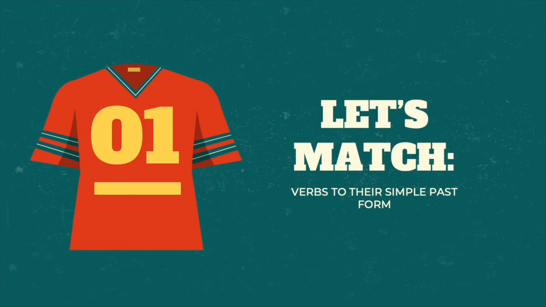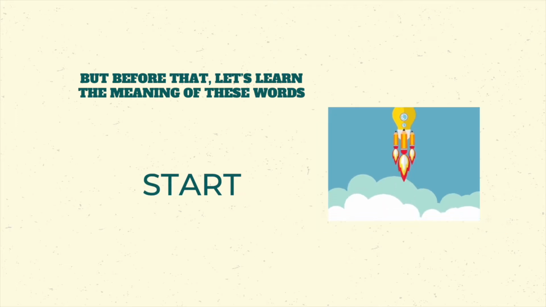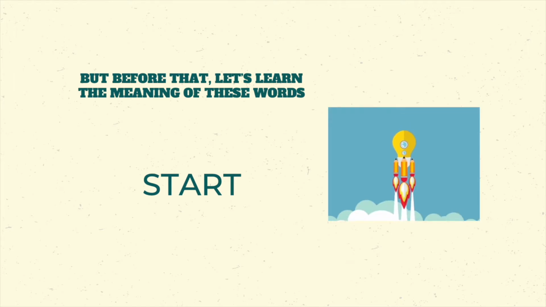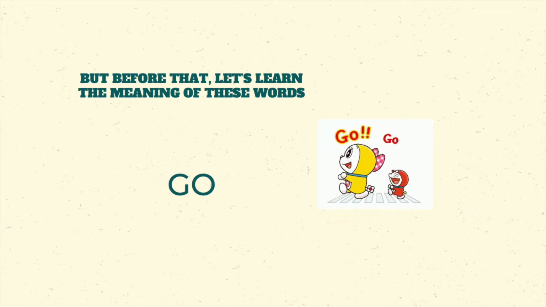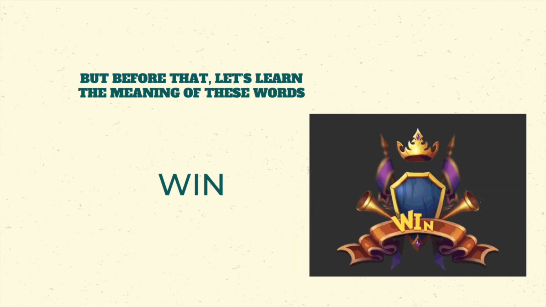Our first activity for today is let's match verbs to their simple past form. But before that, let's learn the meaning of these words first. Take a look at the first picture. Learn. Learn means belajar. Start. Start means mula. Go. Go means pergi. Win. Win means menang.